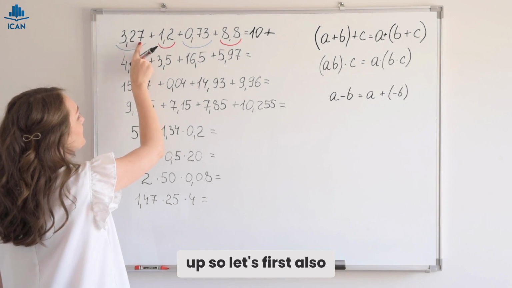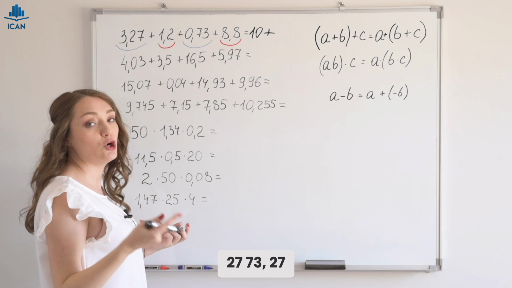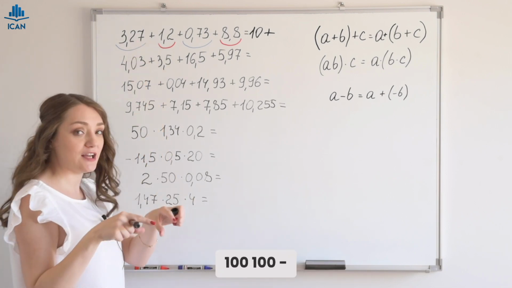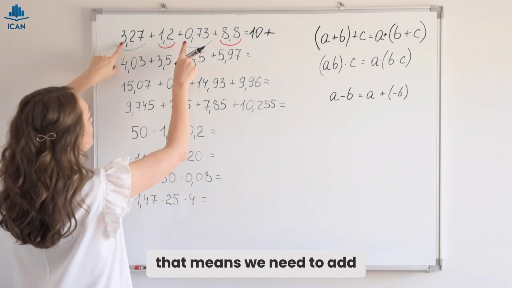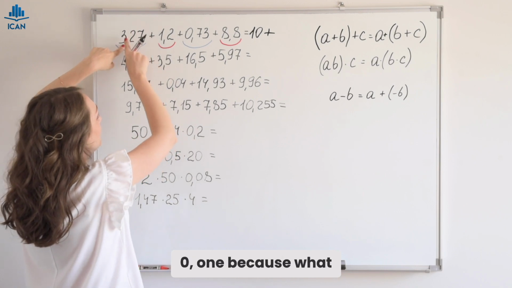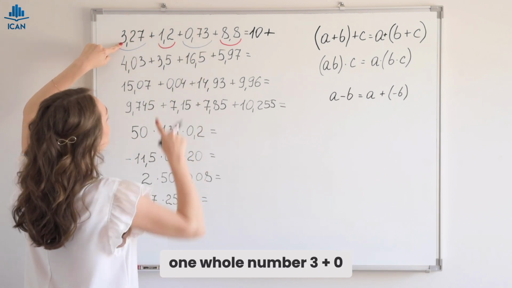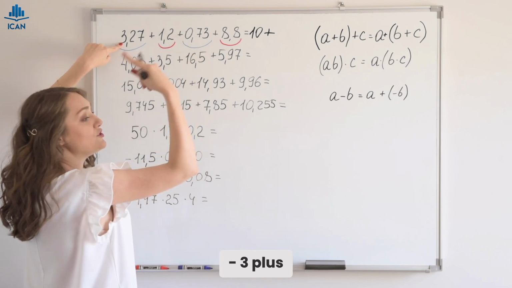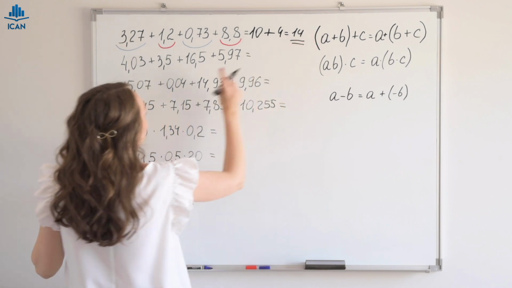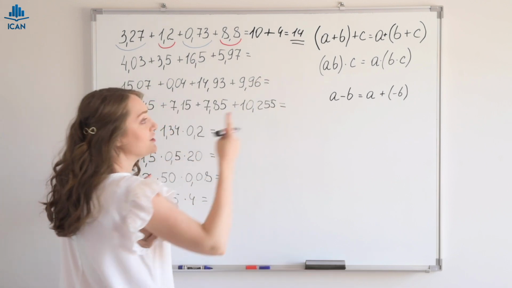Add them up. So let's first also look at the fractional part. Yes, 27 and 73, 27 plus 73. How much will that be? 100, 100. That means we need to add to the sum of the whole numbers. When we add 3 and 0, 1, because what we had in the fractions turned into one whole number, 3 plus 0, 3 plus 1, 4. It turned out to be 14. That is, imagine, we had as many as 4 decimals and we have one whole number.